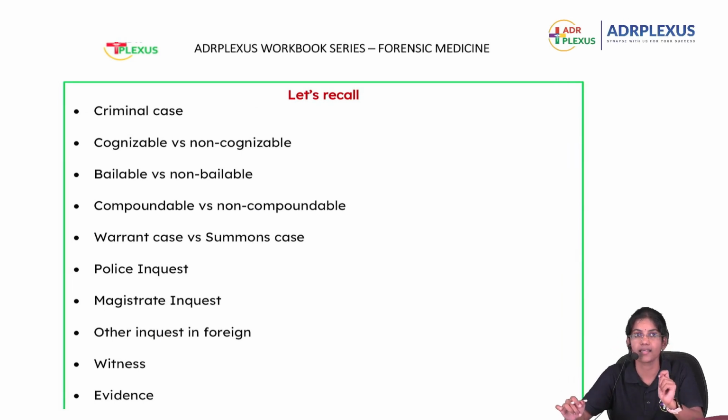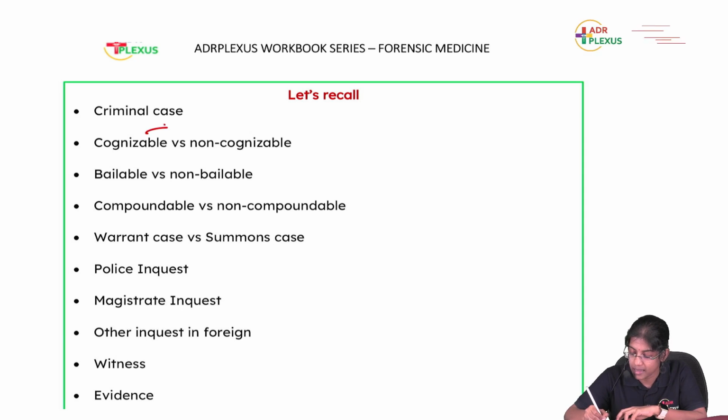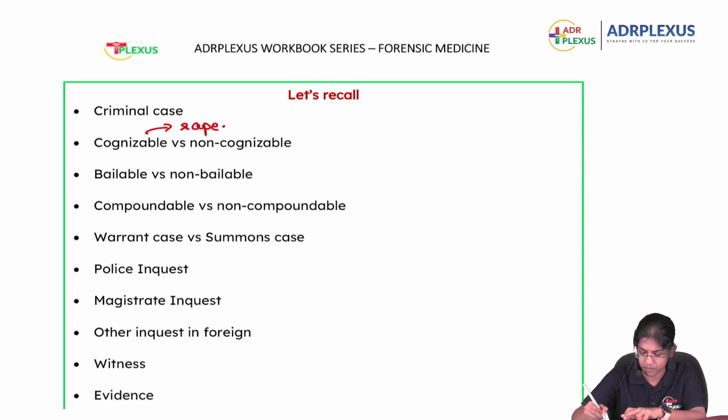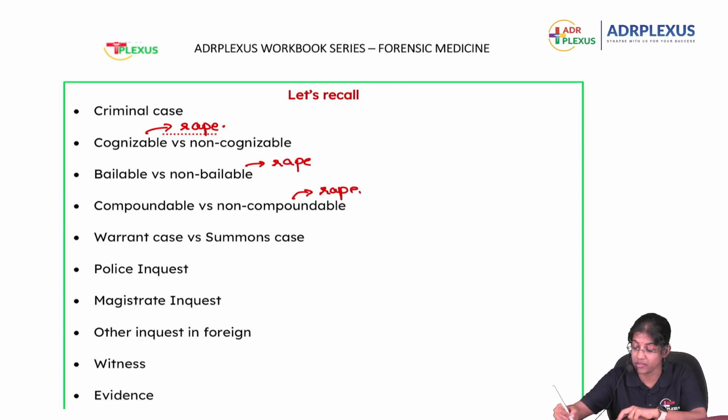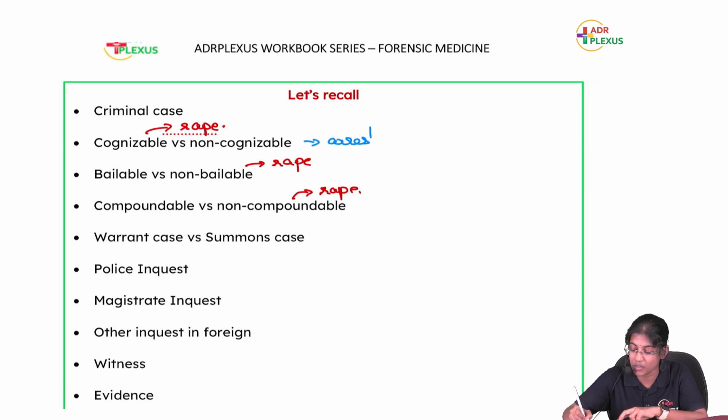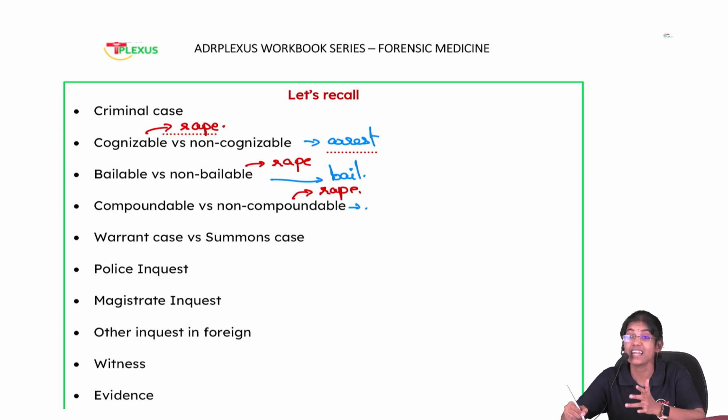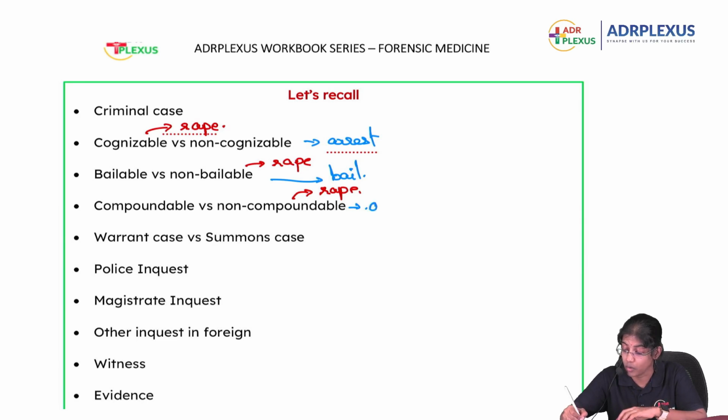Okay, now let's recall on a very fast basis. We saw what criminal cases are. We saw the difference between cognizable and non-cognizable offences, with an example. Rape is a cognizable offence. Rape is a non-bailable offence. Rape is a non-compoundable offence. When we say cognizable, we are talking about whether the person can be arrested without warrant or not. Bail means whether we can give bail or not. And compoundable or non-compoundable means whether they can settle outside the court or not.